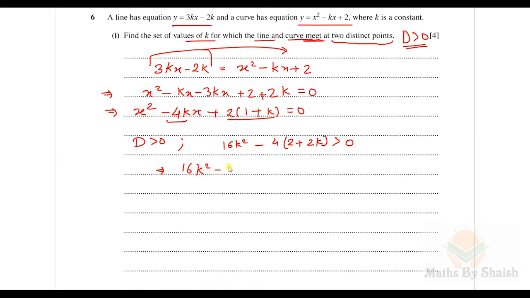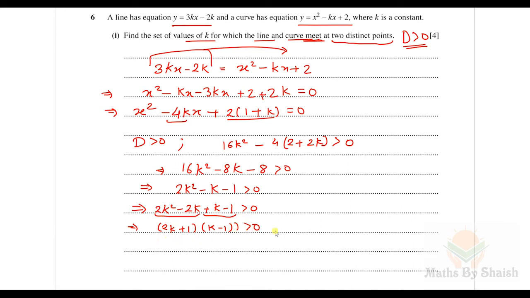Or we can solve it as 16k square minus 8k minus 8 greater than 0, and we can divide everywhere by 8. We'll get 2k square minus k minus 1 greater than 0, and we can factorize it. We can write it as 2k square minus 2k plus k minus 1 greater than 0, and we take 2k common from the first two terms, and we get in one bracket 2k plus 1, and in another bracket k minus 1.